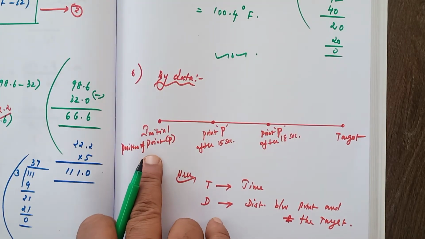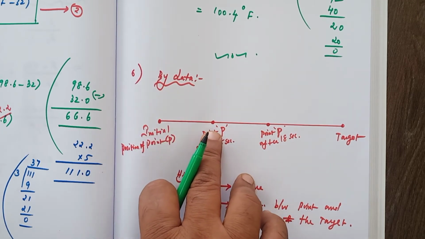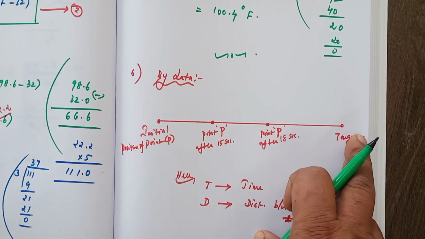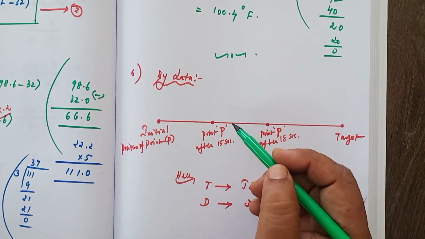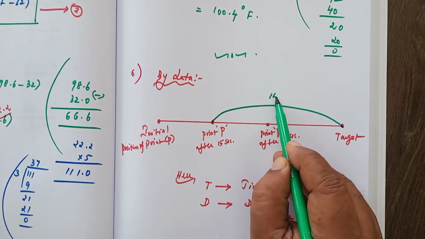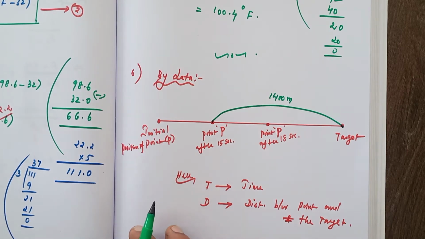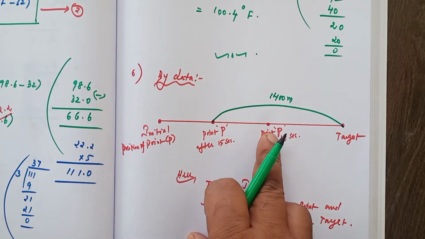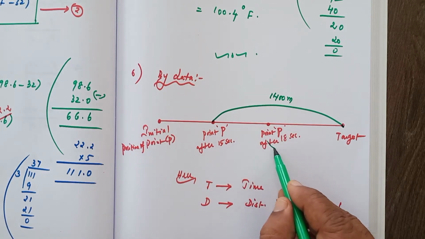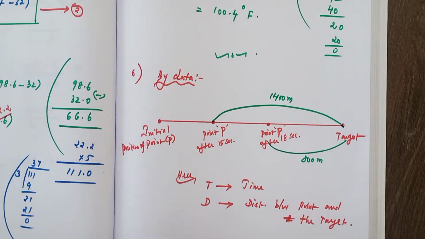This is the initial position of the point P. After 15 seconds, the distance between the point P and the target is equal to 1400 meters. From here to here, 1400 meters after 15 seconds. Next, after the 18th second, the distance between the point P and the target, from here to here, is 800 meters. It has been reduced, the 800 meters.